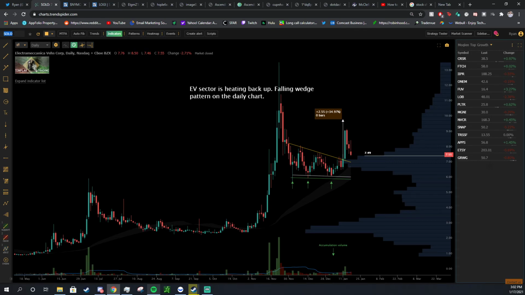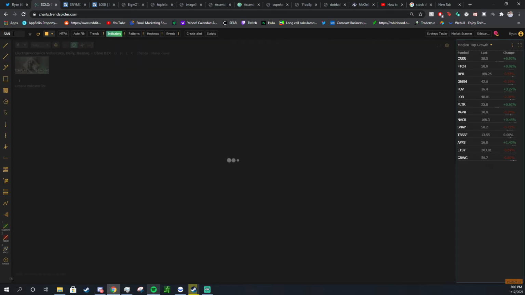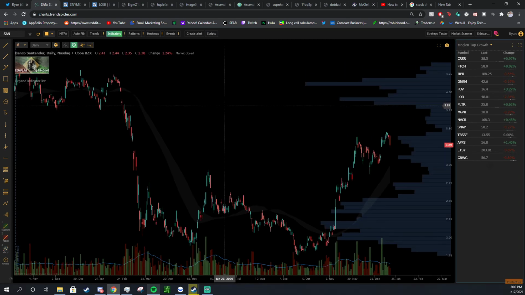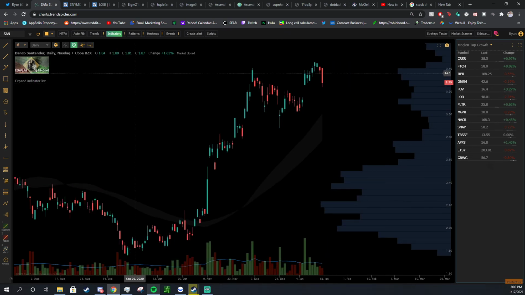Yeah, the Solo vehicles are ugly, I agree. Banco Santander? Kind of confusing. So this trade's really thin. You can see it's extremely gappy, not something that I would trade pretty much.